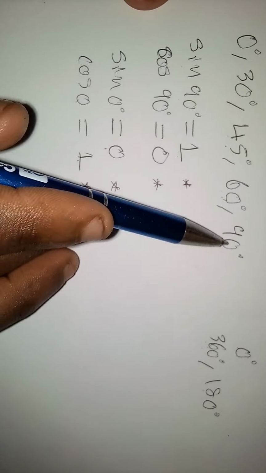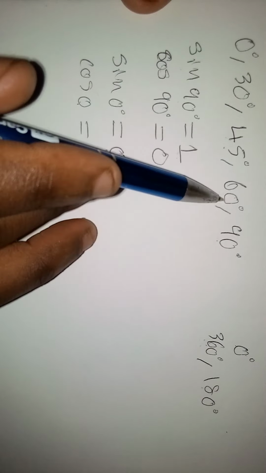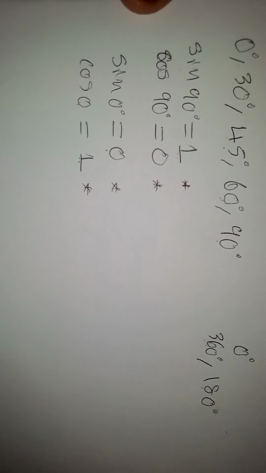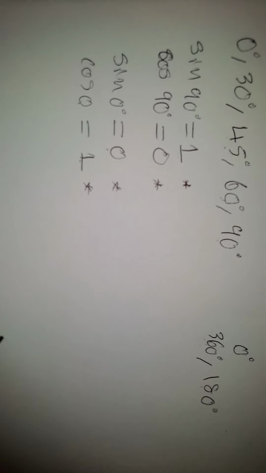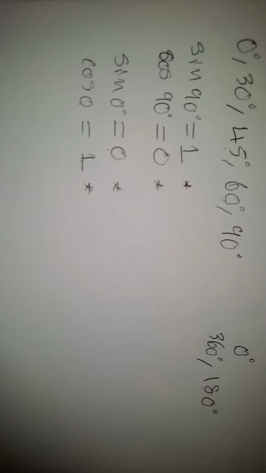Then what about these angles here, that is 60, 45 and 30 degrees? How can we identify them? How can we get the value? In short, how can we compute sine 30 degrees, sine 45, sine 60 degrees? So look at these special triangles. We have just two special triangles.